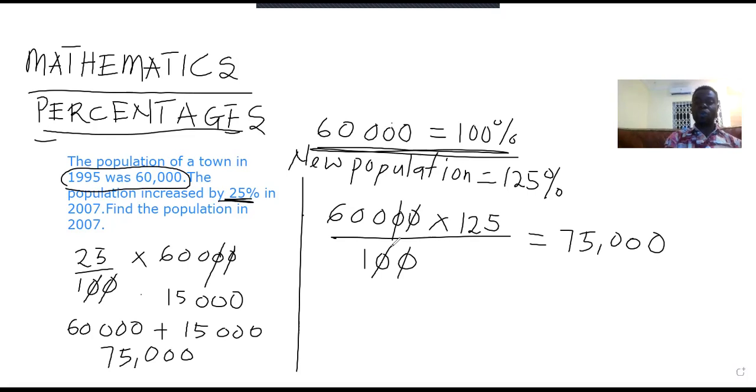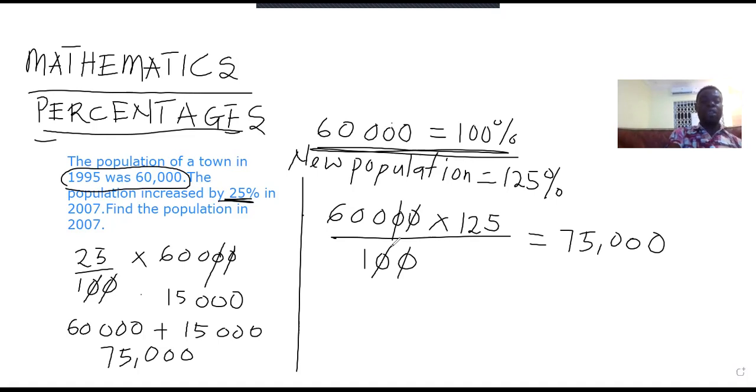We are comparing 100% to 125%. 125 will give us more, so that is why we are dividing by 100. And that gives us 75,000. Using the alternate approach, you find 25% of the original population. So 25% of the original population is 25 over 100 times 60,000, and that gives us 15,000. Then 60,000 plus 15,000 gives us 75,000. That will be the population in 2007.